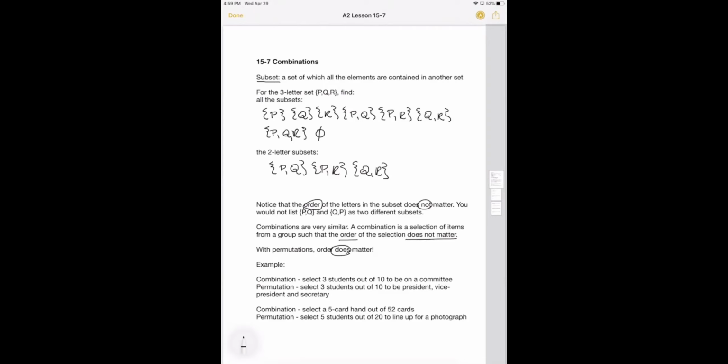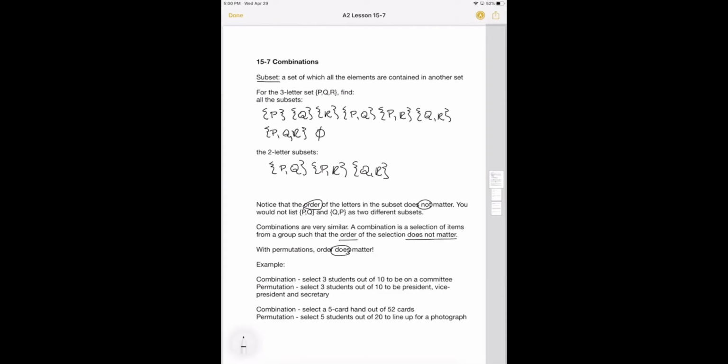A combination would be selecting 3 students out of 10 students to be on a committee. I could select Abby, Joe, and Pete. But if I select Abby, Pete, and Joe, or Joe, Pete, and Abby, it doesn't really matter what order they're in. They're just a group of 3 people that I'm going to have on a committee. The order in which I select them is not a big deal.